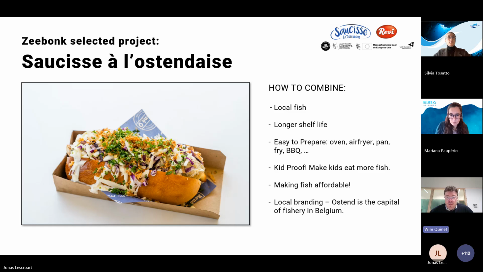We really chose to give it some local branding. Ostend in Belgium is like the capital of fishery. So we really wanted to brand the product as a product made about 200 meters from the sea in the harbor of Ostend with this very strong local character.